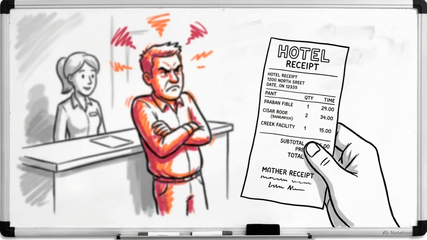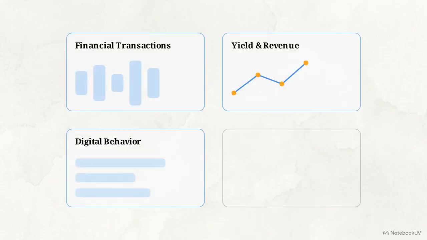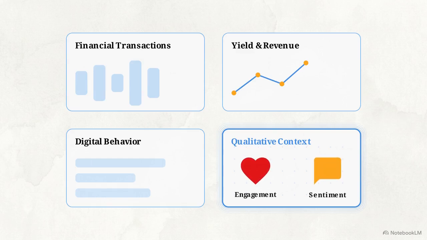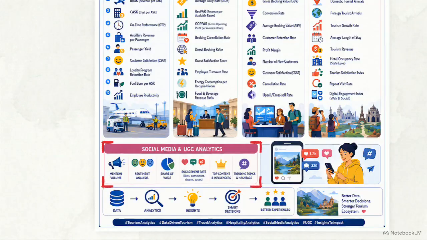The issue with those financial KPIs is that they only measure the transaction. They tell you exactly what a guest paid, but they tell you absolutely nothing about how that guest felt. That brings us to our fourth and final quadrant. We need to add qualitative, social metrics to give your financial data context. This section outlines how to track human reactions. This is your user-generated content toolkit.